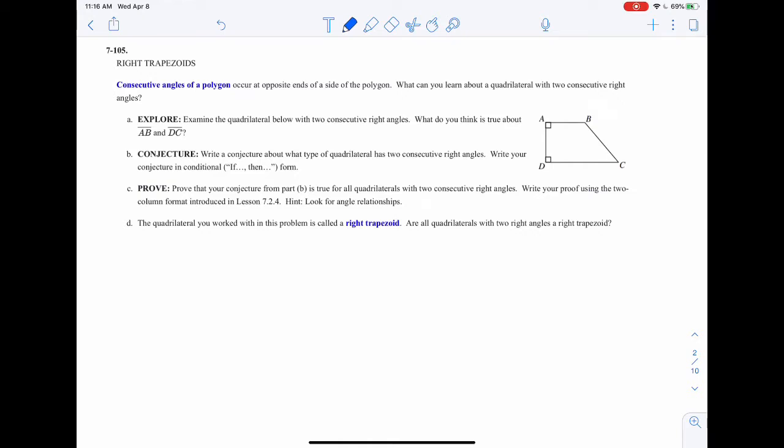So at this point, you're going to read through the introduction and try and complete A and B. But again, I would encourage you to use the link in the description to open up the ebook if you haven't already, because when you use the ebook, these vocabulary terms are linked so you can access the definition. And so as you do this, click that link to view the definition of consecutive angles of a polygon. Hit pause and then play when you're ready.